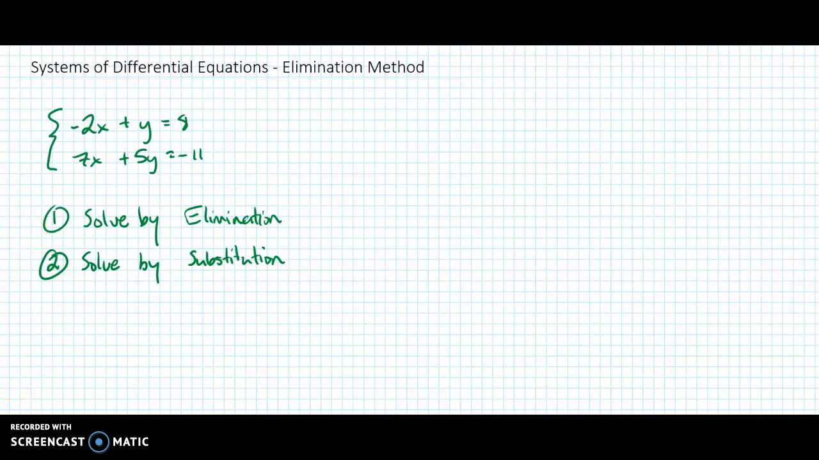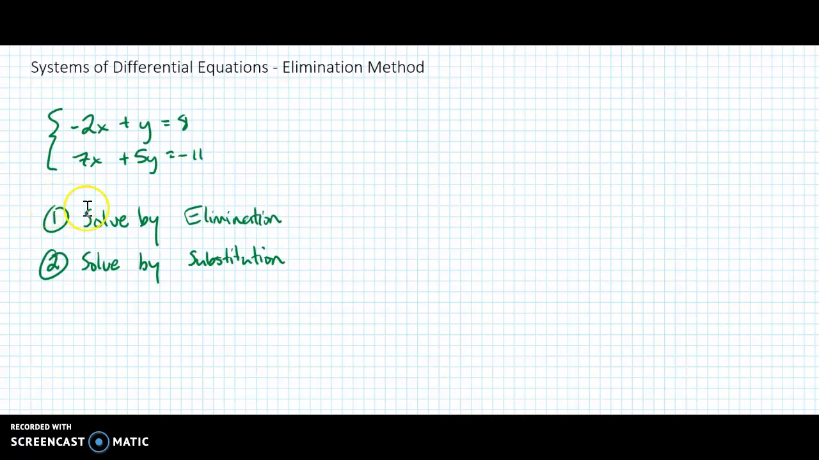In this video, we are going to talk about how to use elimination to solve systems of differential equations. It is similar to the process of solving a system of linear equations from algebra.